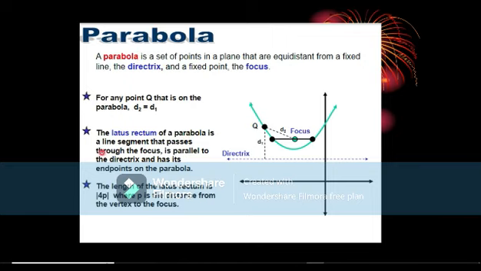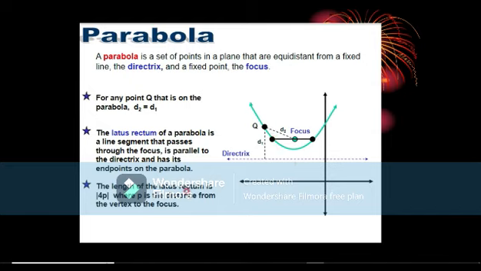Now the latus rectum of a parabola is a line segment that passes through the focus, is parallel to the directrix, and has its endpoints on the parabola. So this is now our latus rectum. This has been mentioned but not thoroughly discussed in the first video. If this is our focus, we have this latus rectum, and these are actually the endpoints. We call them endpoints of the focal diameter or endpoints of the latus rectum. This is parallel to the directrix and has its endpoints on the parabola.